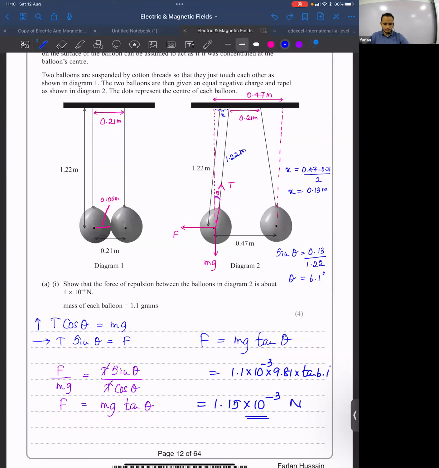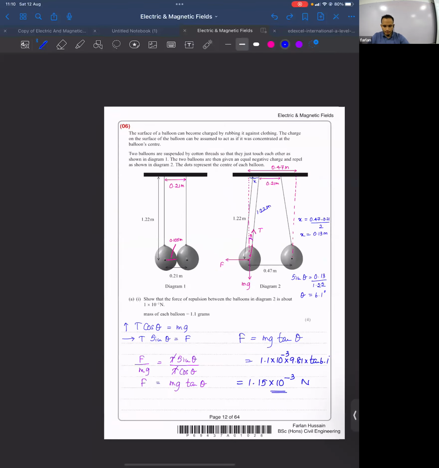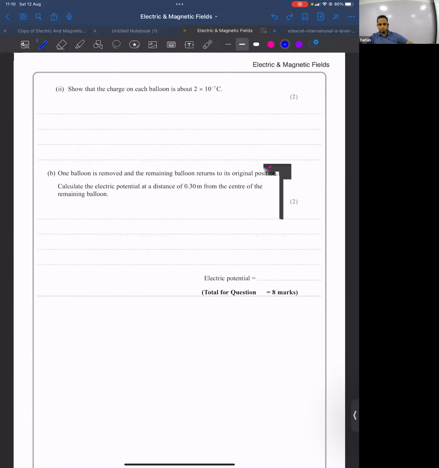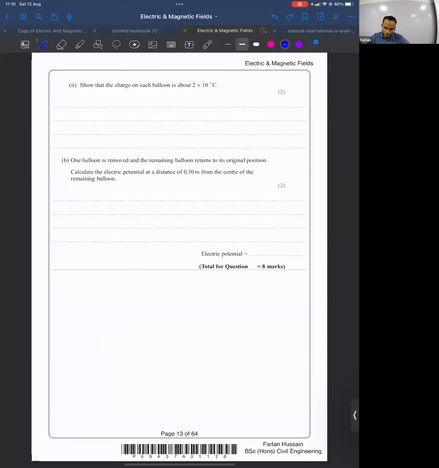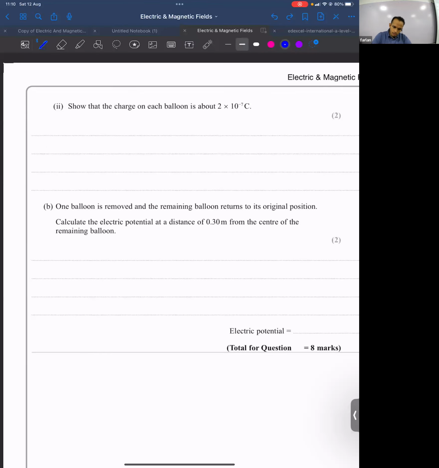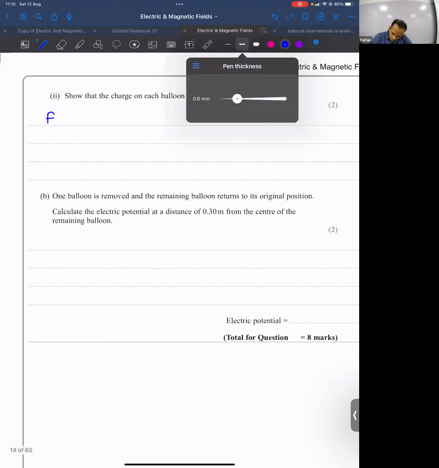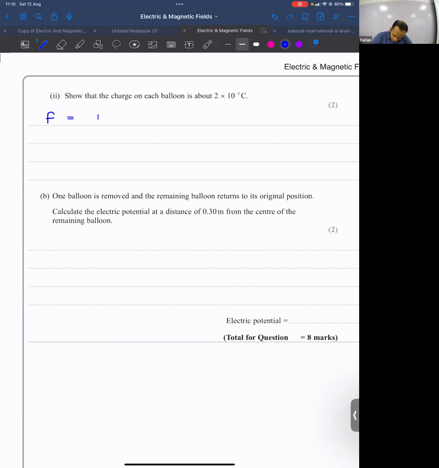Can we move on to the next one? Show that the charge on each balloon is about this much. So guys, now we can use F equals 1 over 4 pi epsilon naught Q1 Q2 over R squared.